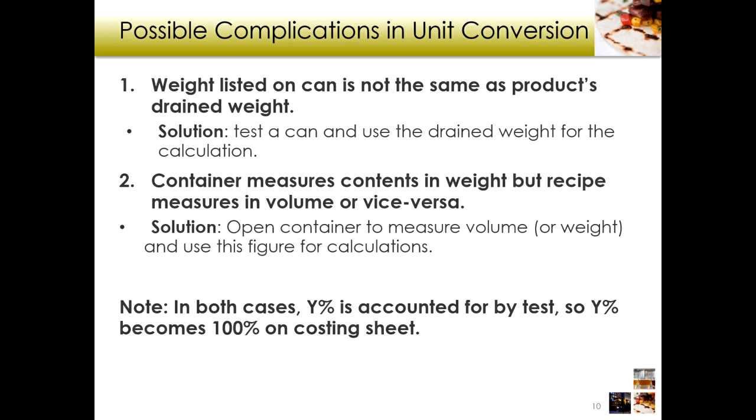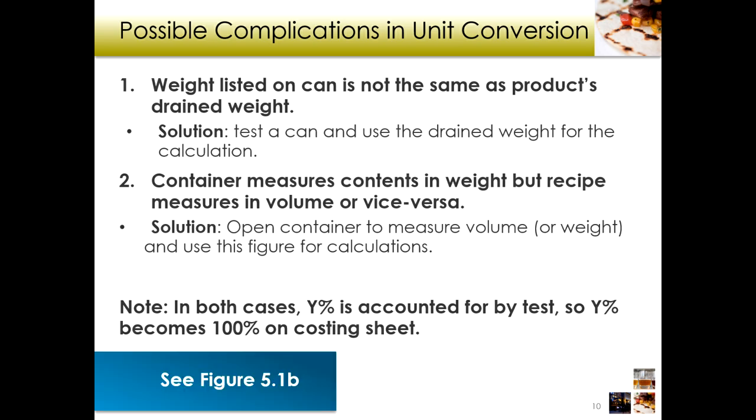So, like I said, in both cases, we've taken care of the yield percentage by actually calculating the physical yield that came out of those jars or out of the flour conversion. So yield becomes 100% on our costing sheet. All right, so that's our first video on converting units, and please move on to the next one.